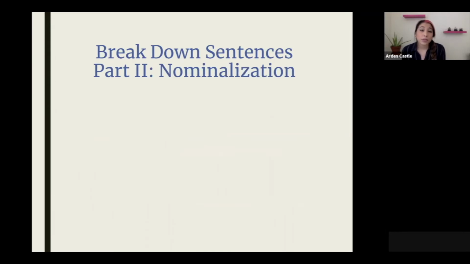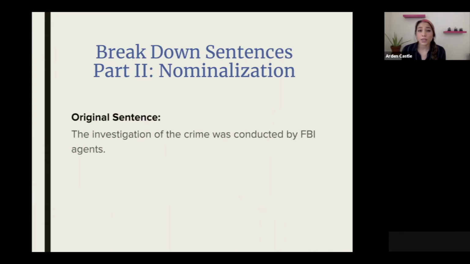Next, if we think about nominalization, this occurs when a verb is turned into a noun. Nominalization can make actions seem hidden or unclear in a sentence. Consider the following two sentences. The investigation of the crime was conducted by FBI agents, or FBI agents investigated the crime. Which one is easier to understand and why?